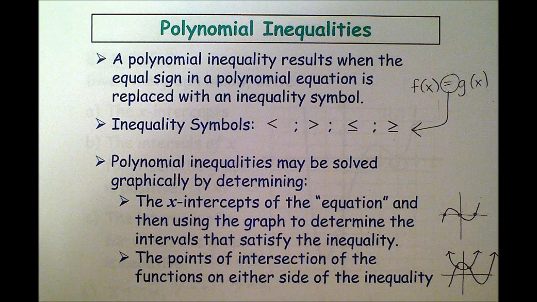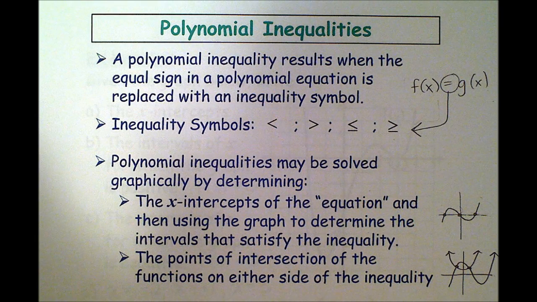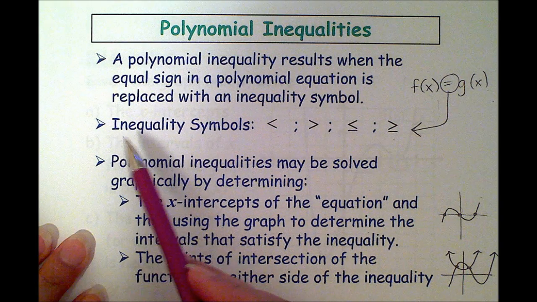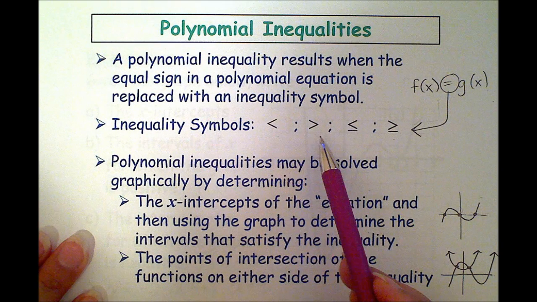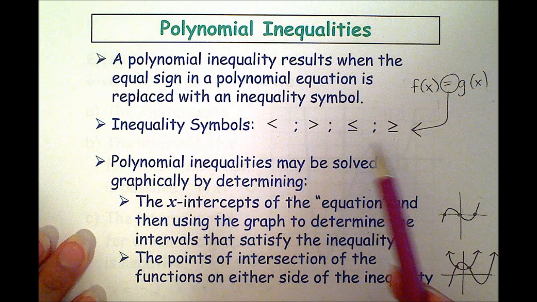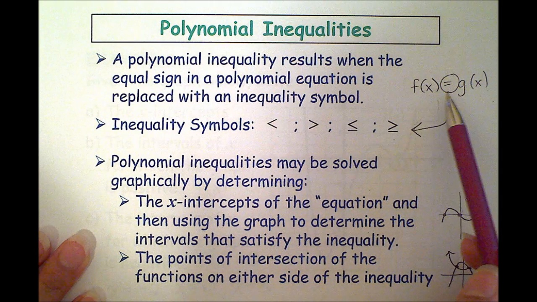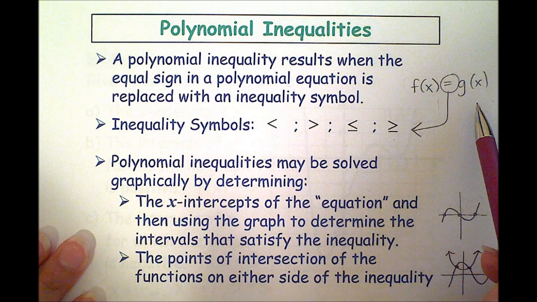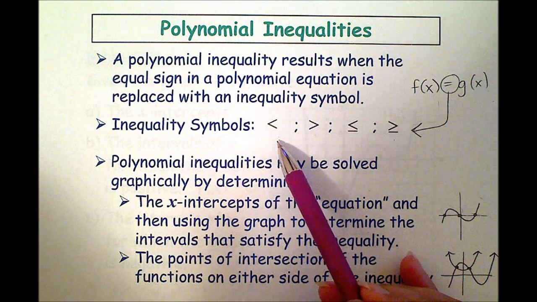Okay, so a polynomial inequality results when the equal sign in a polynomial equation is replaced with an inequality symbol. So here are the inequality symbols. We have the less than symbol, greater than, less than or equal to, and then greater than or equal to. And so if you take a polynomial equation where you have one polynomial equal to another polynomial, and you replace the equal sign with one of these symbols, it becomes a polynomial inequality.